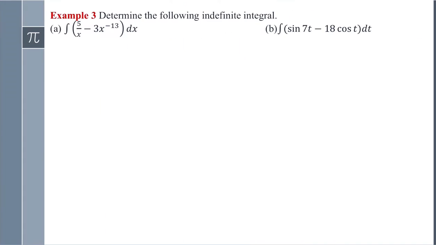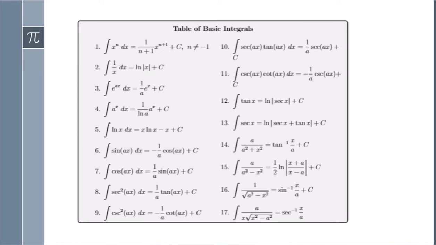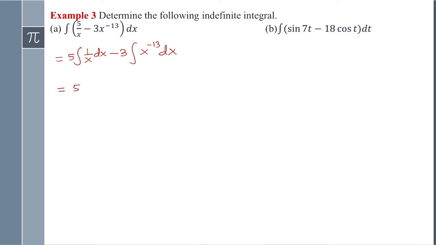integrals, the basic integrals. Now let's go ahead and look at this example here, the first one. Again, we can rewrite this. We have that constant, so we can pull that 5 out. So we have 5 integral of 1 over x dx minus 3 integral of x to the negative 13 dx. Then 5 times, if you look at the table, the integral of 1 over x is natural log of absolute value of x. So that's what we are going to write next.